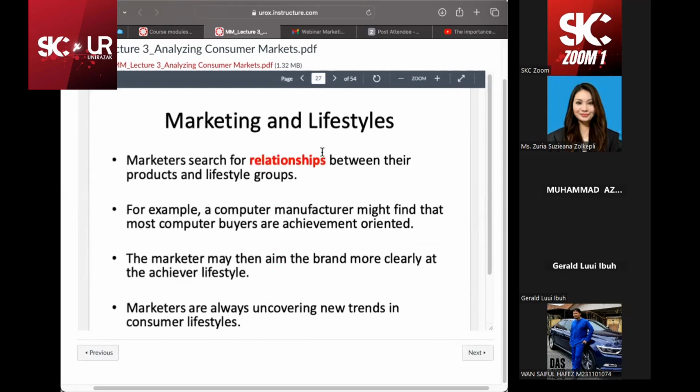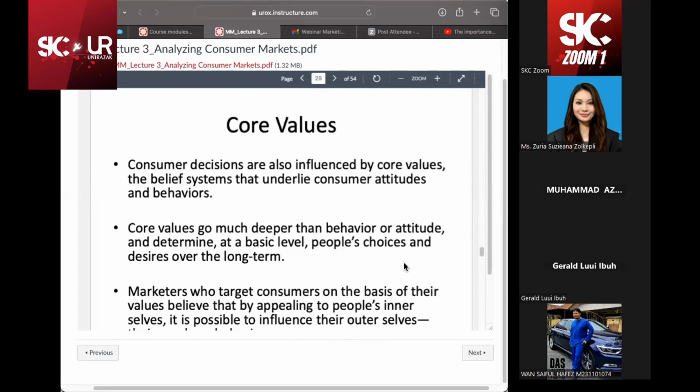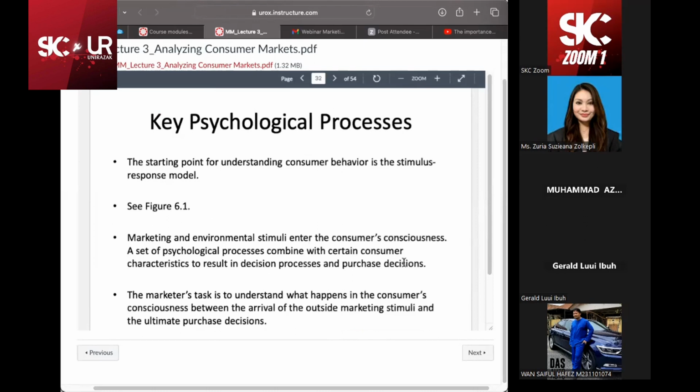Appreciate it. Then marketing lifestyle, marketers search for relationships between their product and lifestyle group. A computer manufacturer might find that most computer buyers are achievement oriented. No longer nowadays, right? Everyone owns a laptop, even students. So it's a need nowadays, not a want. You need a laptop to study. Even from school now, they have a lot of projects that require computers. The marketer may then aim the brand more clearly at the achiever lifestyle. All right. What else?